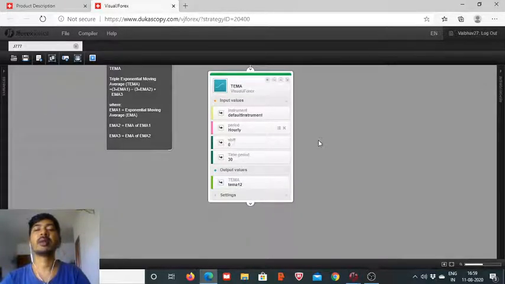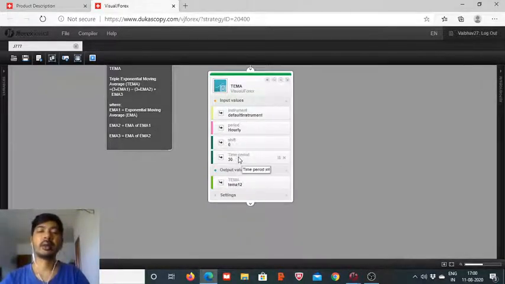Even for comparison purposes, you can take multiple TEMA blocks, assign them different shift values, and you will have the values for the TEMA at different points in time, and then you can do the comparison to see whether the TEMA is rising or TEMA values are falling. So that way also it can be used.